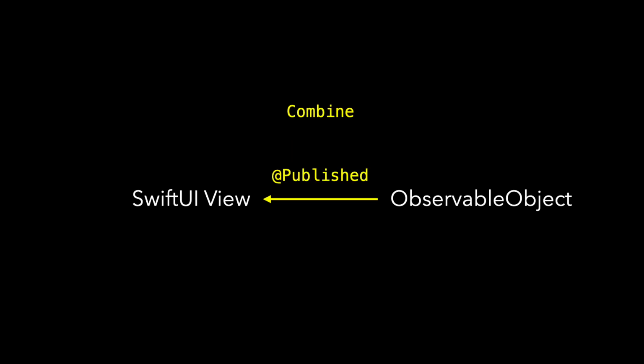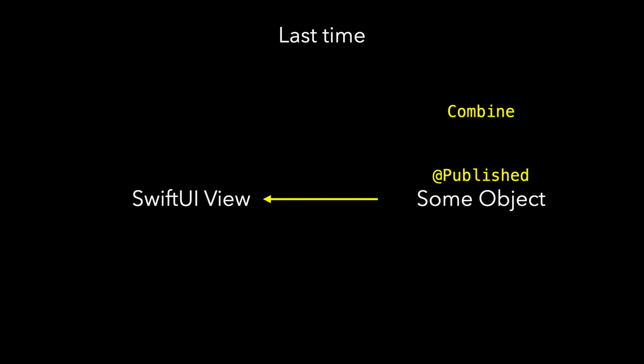Last time we began with an observable object that communicated changes to a SwiftUI view using @Published and Combine. By the end, we'd removed Combine and @Published from the communication between the two objects, and just used Combine and @Published within the observable object, which we could then make some object. This time our goal is to get rid of the Combine and @Published used within our object.